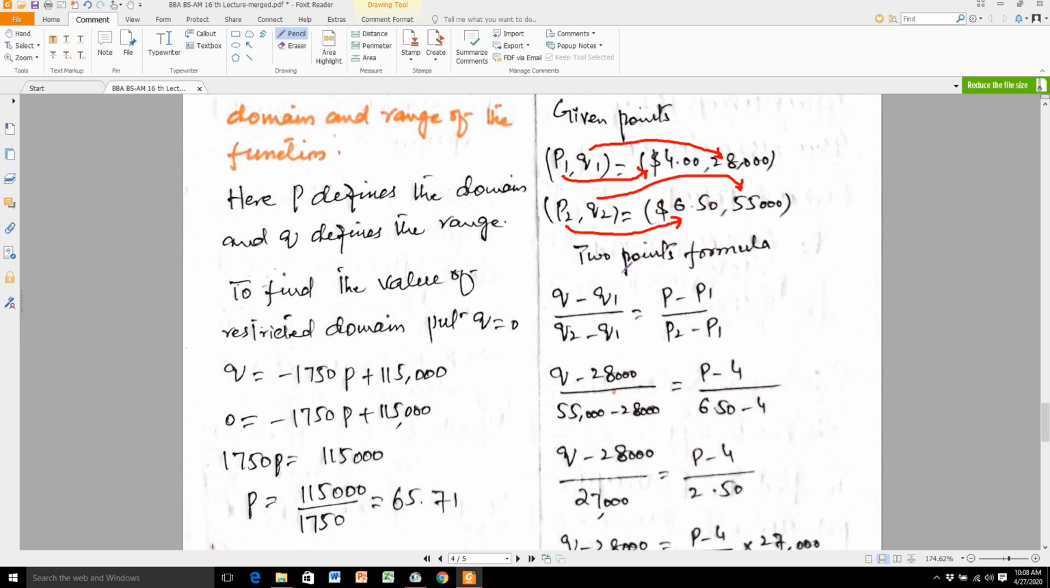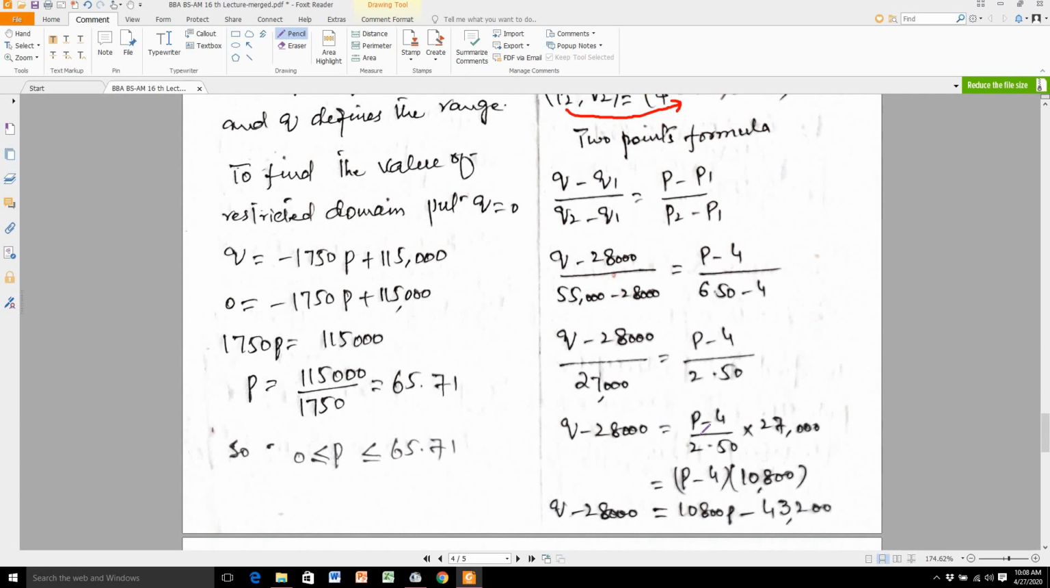Now I'm substituting their respective values. Q minus Q1, where Q1 is equal to 28,000, and Q2 is equal to 55,000. So I write 55,000 minus 28,000 is equal to P minus P1, P1 is equal to 4, P2 minus P1, that is P2 is 6.50 minus 4. When we simplify this, Q minus 28,000 divided by the difference between 55,000 and 28,000, which is 27,000, is equal to P minus 4 divided by 2.50.